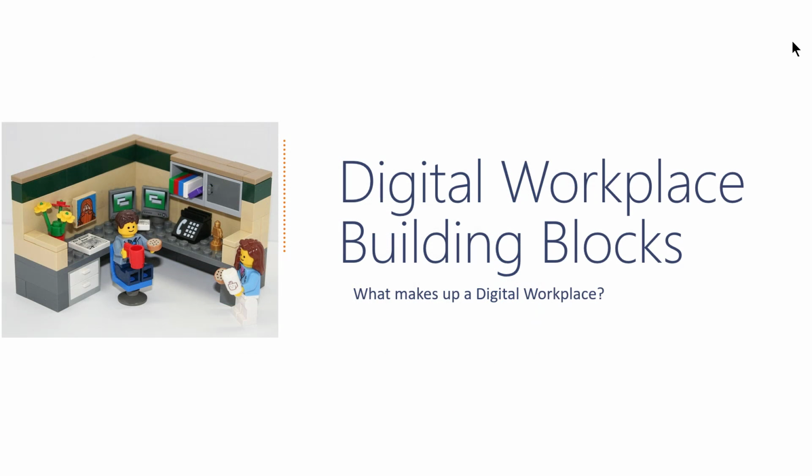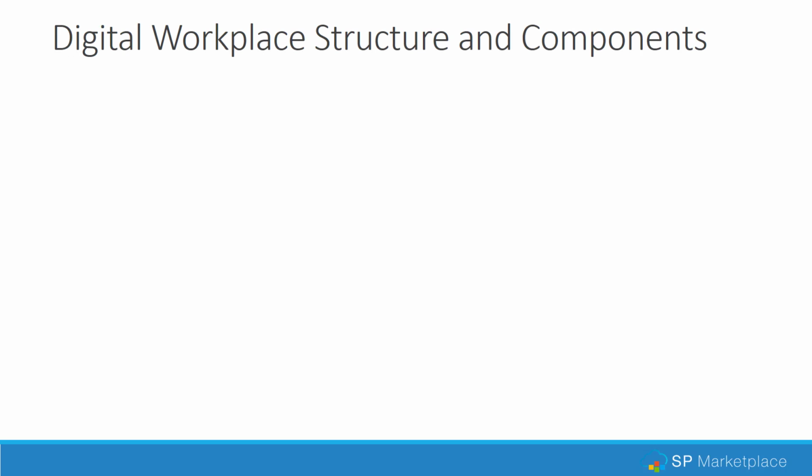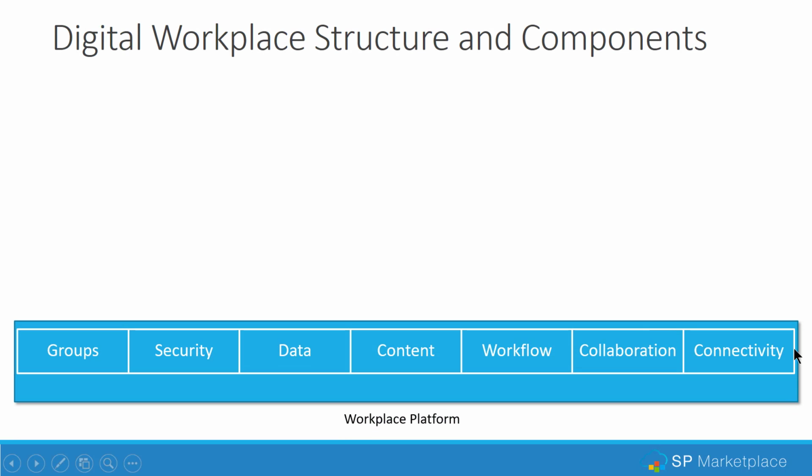So now that we've talked about the high-level definition of a digital workplace, let's take a look at what makes up a digital workplace. What building blocks are there? If we take a look at a digital workplace and break it down, we see that there's a structure and a set of components. At the core of a digital workplace is the workplace platform. Again, this is something that takes care of some of the core functions that you need in a digital workplace.